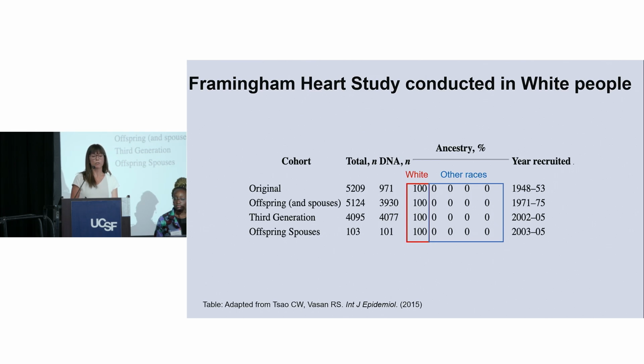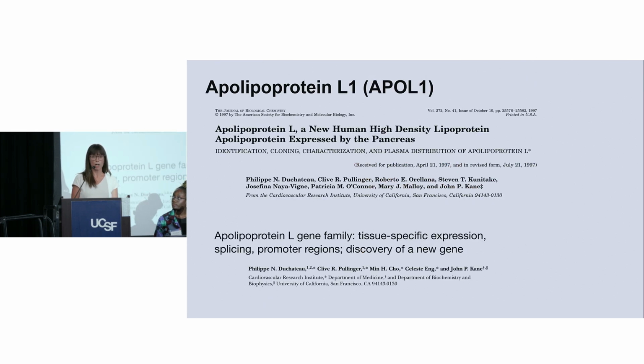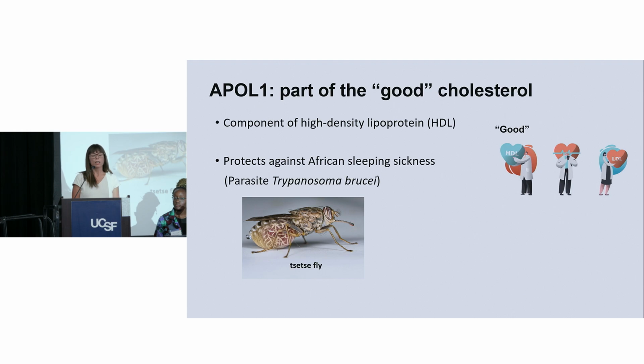So now I will tell you a story about apolipoprotein L1, or ApoL1. It was actually discovered here at UCSF. And this ApoL1 is part of the high-density lipoprotein, HDL, which we know as being this good cholesterol because it removes excess cholesterol out from the body. What is also known about ApoL1 is that it protects against African sleeping sickness, which is caused by this parasite, Trypanosoma brucei, carried by this cute fly that you can see here.